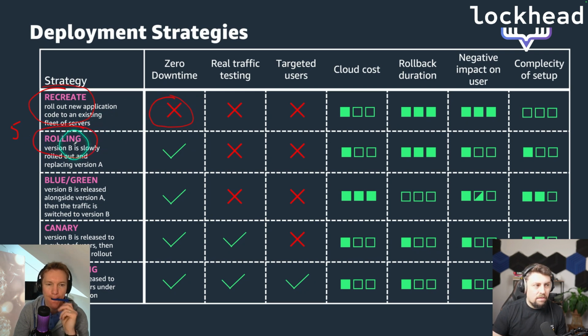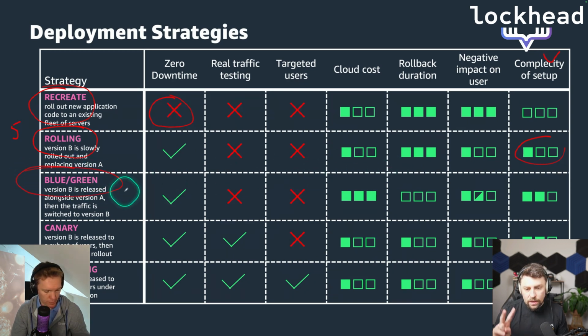Rolling update, very common and super easy to implement. As you can see, I have some characteristics for all of these deployments. So for rolling update, super easy to implement. Just like in Kubernetes, for example, it's available out of the box. Many cloud services also provide rolling updates. So very, very easy and quick to implement.